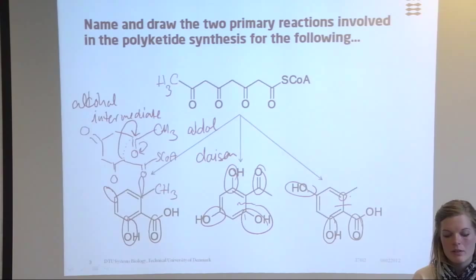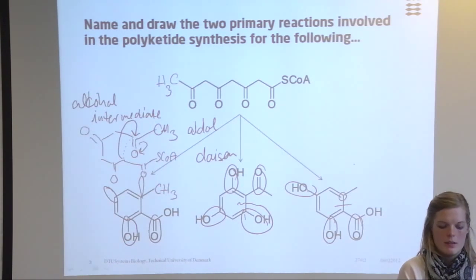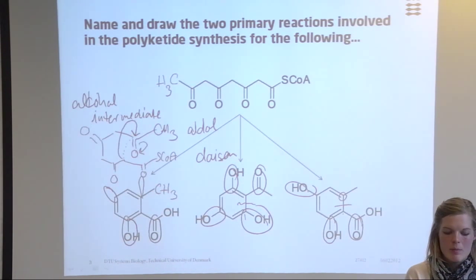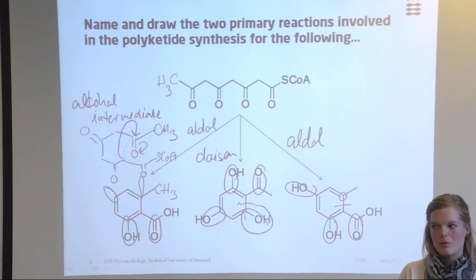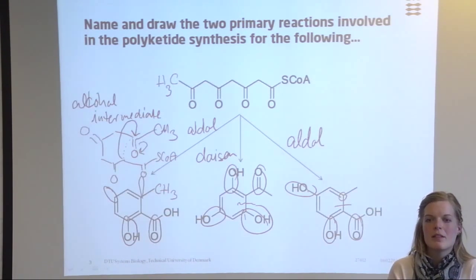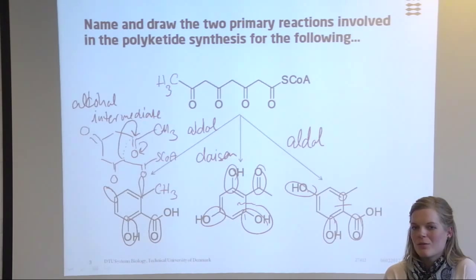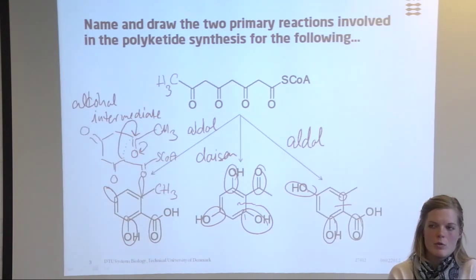Bond formed here. You have this carbon reacting to this imaginary carbonyl up here. But you only have a methyl group here. Bad leaving group. So this is an aldol. This was fast for the two last ones, but I hope that you all had a chance to do at least some of these. Questions?